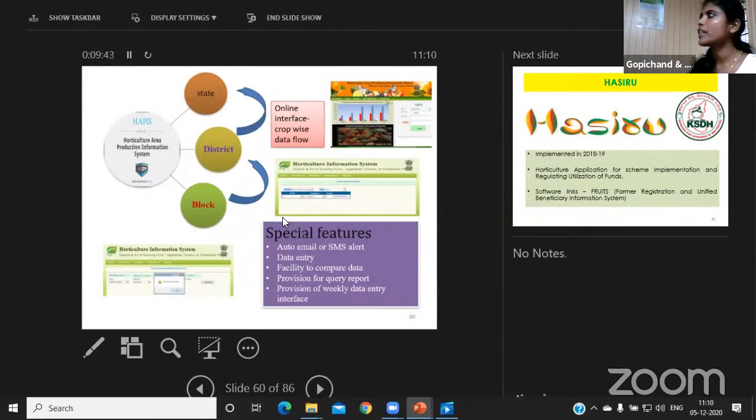The data entered by the block level is coordinated with the district level. They will monitor the data. Then it will be monitored at the state level. Then the data will be under the control of the central level. They will monitor all the data. At block level, the officers will get an email alert or SMS alert if they are not updating their data. Data entry is done by the local block level officers. Then it will be validated. Then it will be updated to the district. Then it will be updated to the state. They have also provided the facility to compare the data with last year's data, and provision for query reports and weekly data inference.